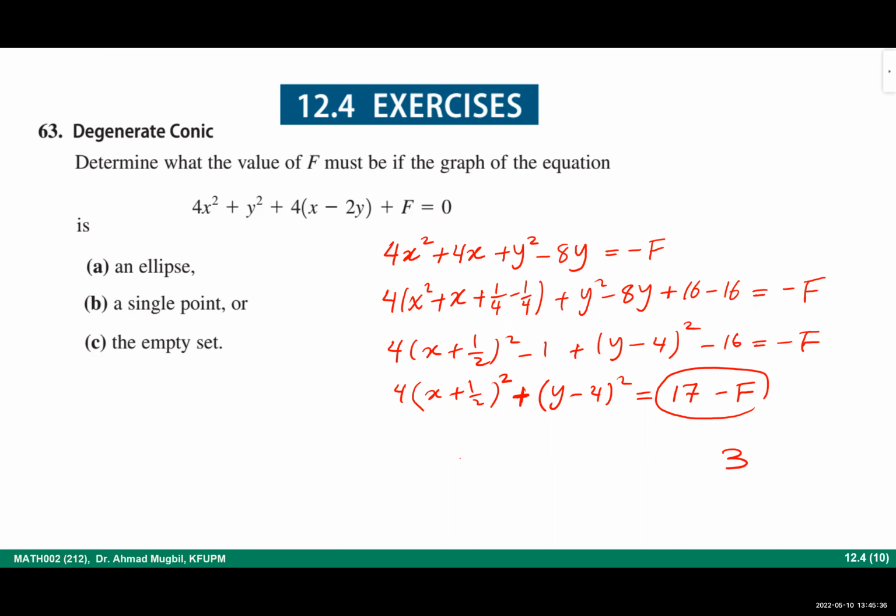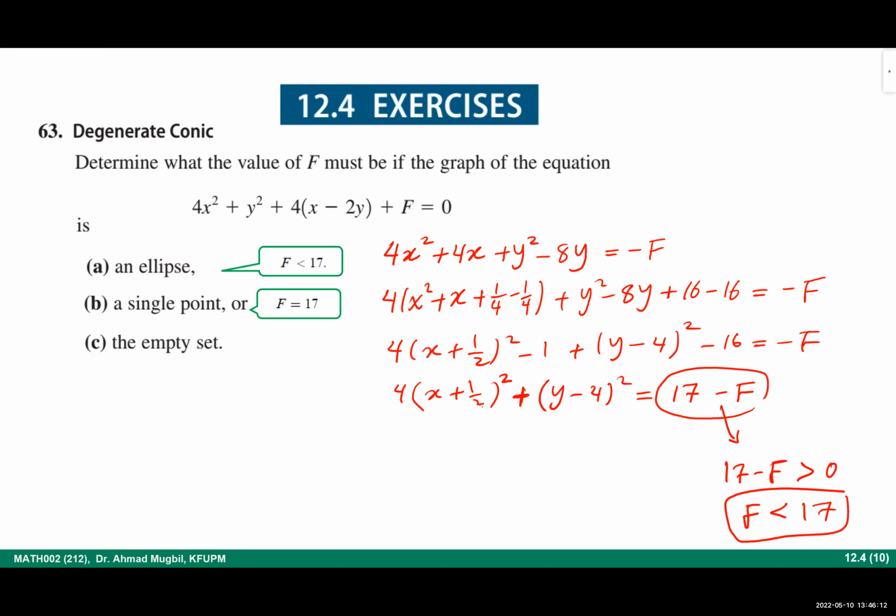So here, if this is positive, whatever it is, let's say, for example, it is 3, you can divide by it, right? So all we need is to get this, 17 minus f, strictly greater than 0, which means that f is what? Less than 17. Any number less than 17 will work. But of course, 17 and greater doesn't work. So the answer for the first part will be f less than 17. For B, if you want to get a single point, f should equal 17 to get 0. If you have 0 here, it will be a single point, which is the center, negative a half and 4.